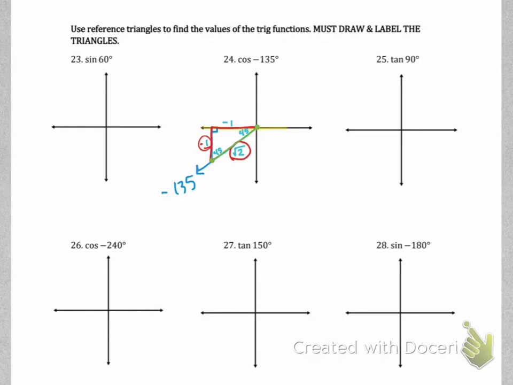Alright, so I have my three values. My two legs are negative 1, and my hypotenuse is square root 2. So now let's take a look at labeling the three sides. Let me grab a new color here. I'm running out of colors, you guys.